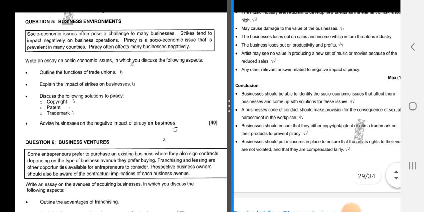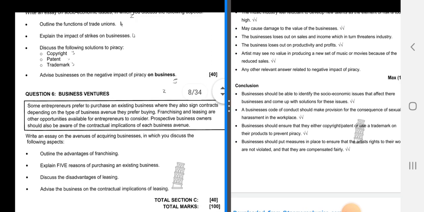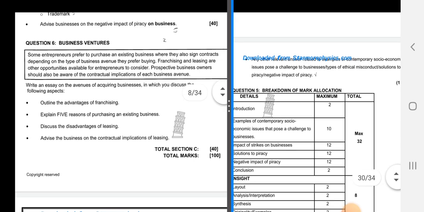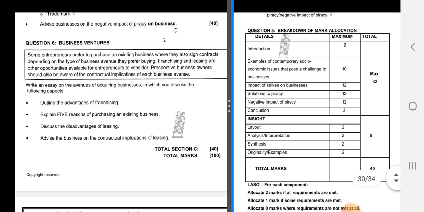So in the conclusion, you state a fact about socioeconomic issues. Businesses should be able to identify the socioeconomic issues that affect their business and come up with solutions for these issues, or a business code of conduct should make provision for the consequences of social harassment in the workplace. Now, that is how you'll be marked.